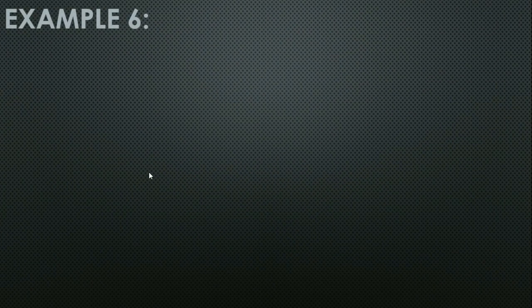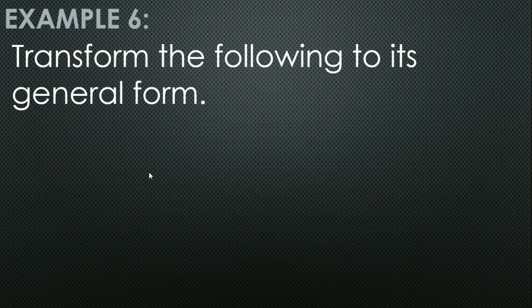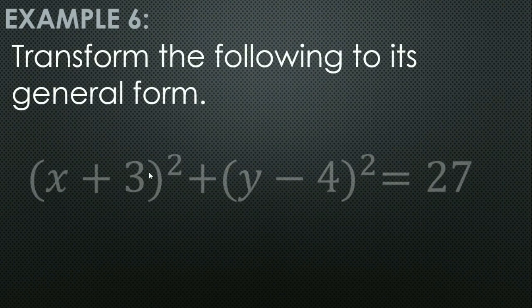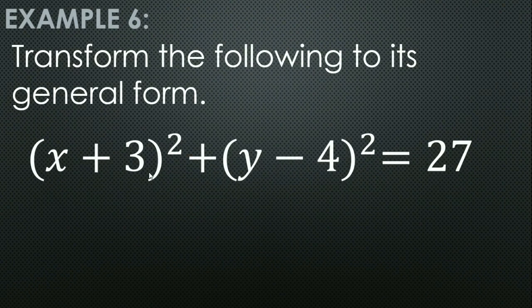For the sixth example, example number 6, transform the following to its general form. (x plus 3) squared plus (y minus 4) squared is equal to 27. For the solution, watch this video.